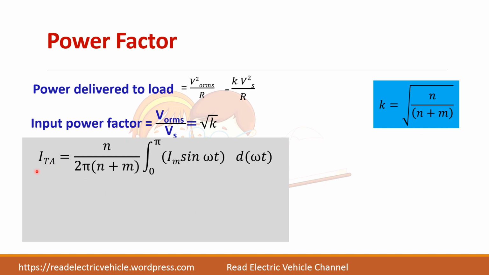We will find the thyristor average current. So the average value you have to find. This is the on period divided by the total time period, into 2 pi, integral from 0 to pi of Im sin omega t d of omega t. So we are finding only the average value. So simplify it.